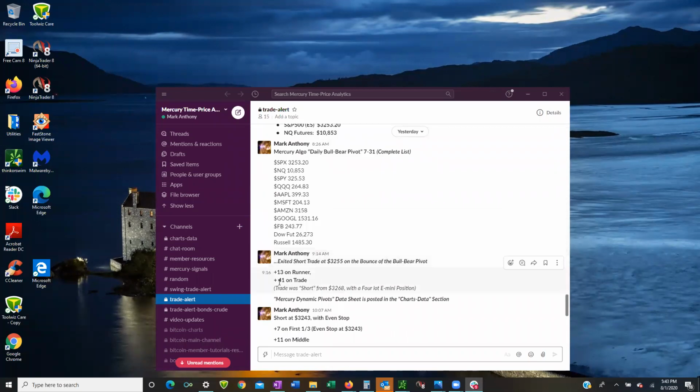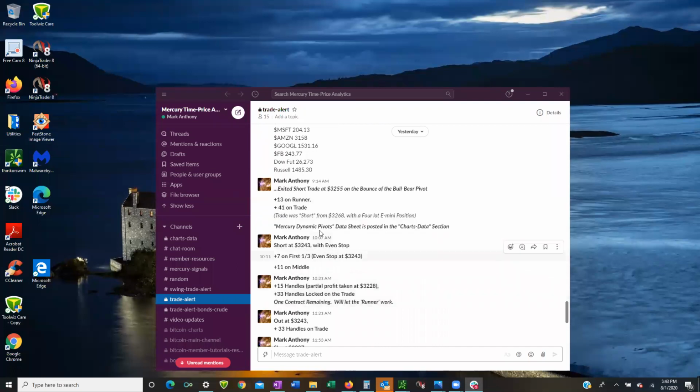that trade ended up being 41. Trade was short from 68. All right, so here's the day session. Short at 32.43, +7 on the first, 11 on the middle.